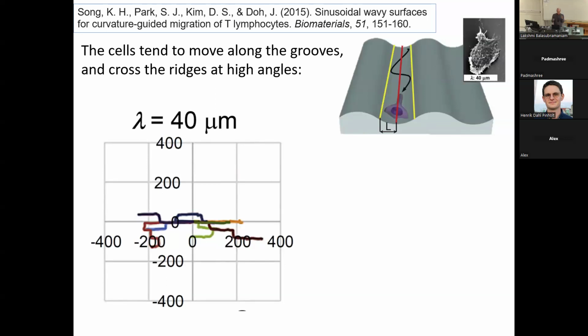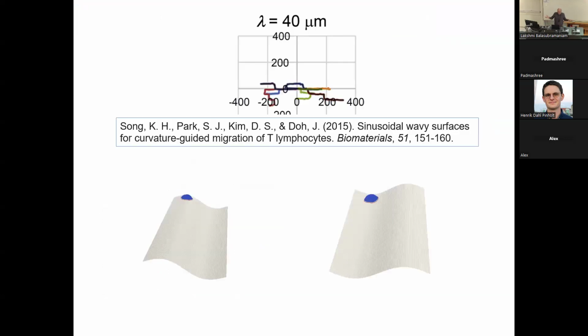They found that when the wavelength is such that the cell can snugly fit within the groove, it actually prefers just to move along the grooves. These are those straight lines in these trajectories. And when it goes over a ridge, it almost moves at 90 degrees, as if to minimize the motion over the ridge as much as possible, and then settle into the new groove. So let's see what our model does.